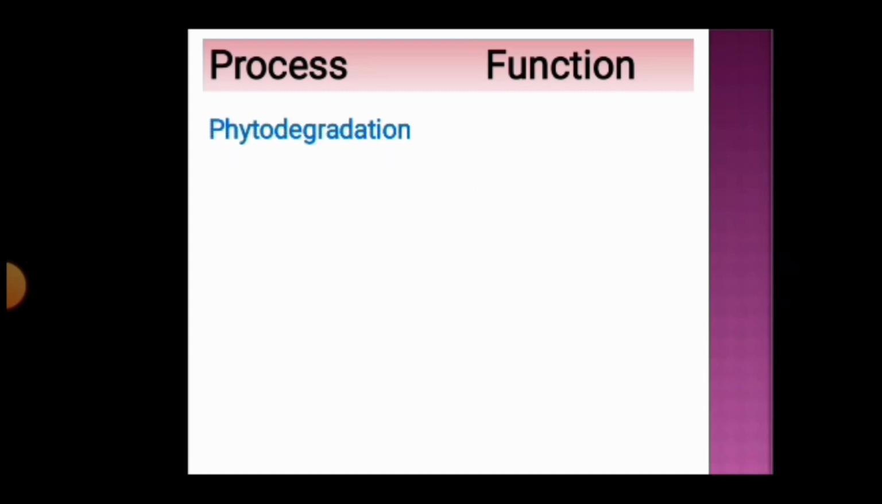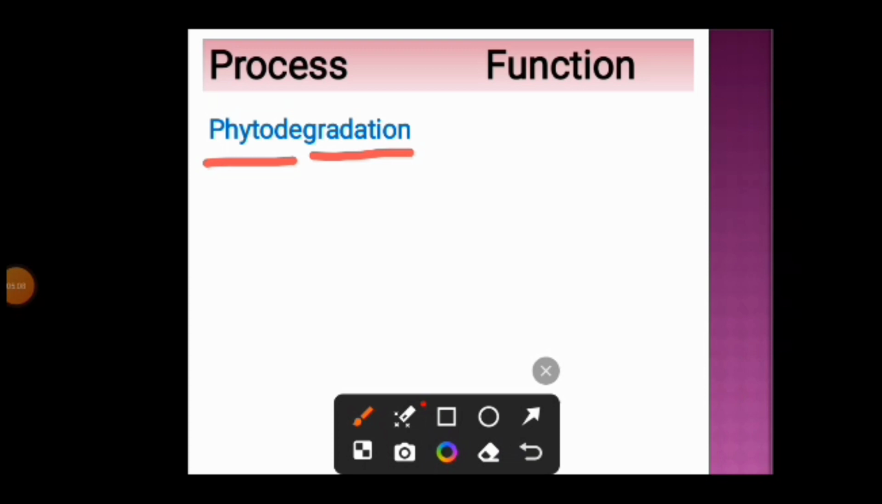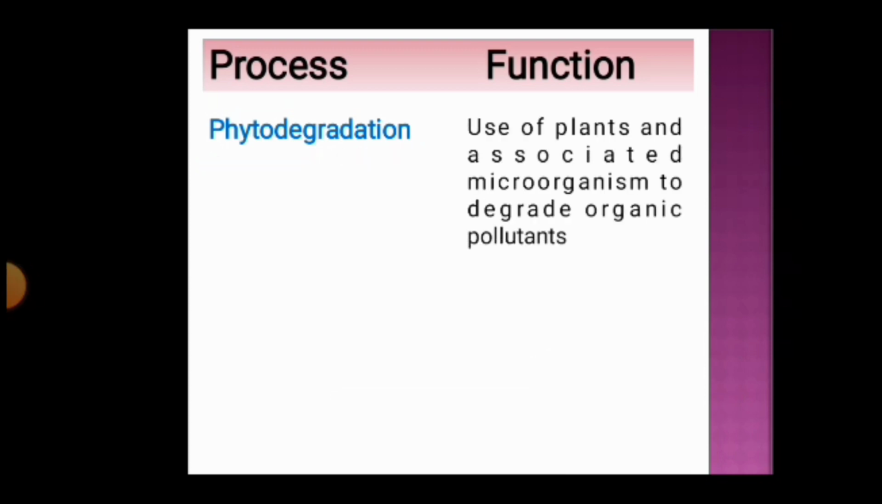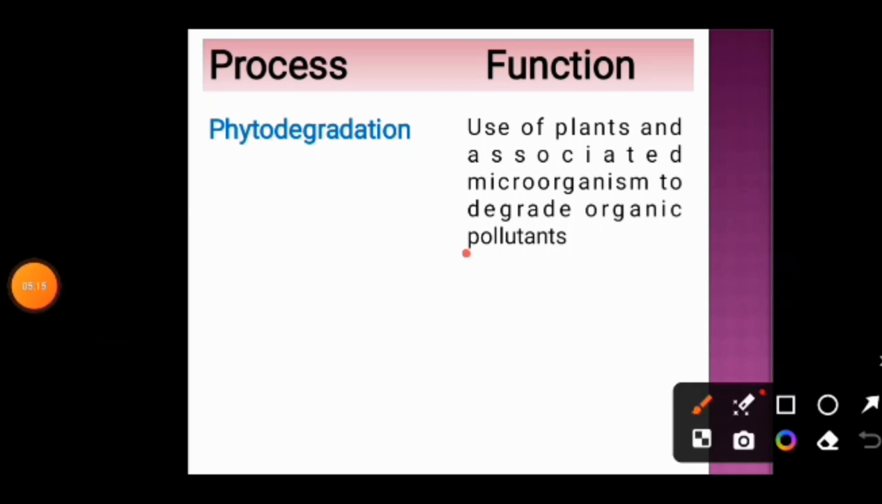Next one is phytodegradation. From the term phytodegradation, it must help in degradation. So, the plants and their associated microorganisms degrade the organic pollutants. Thus, it cleans up the environment.